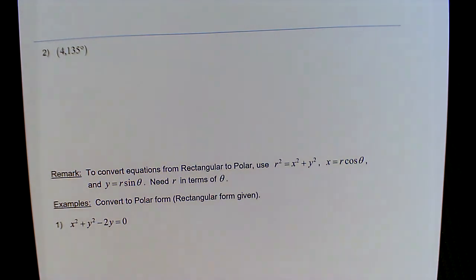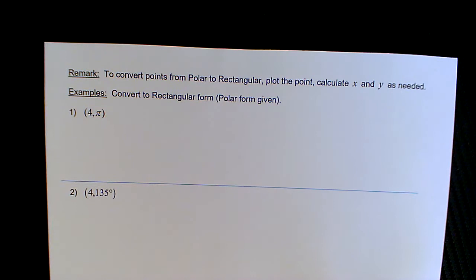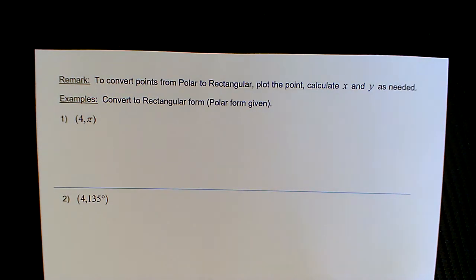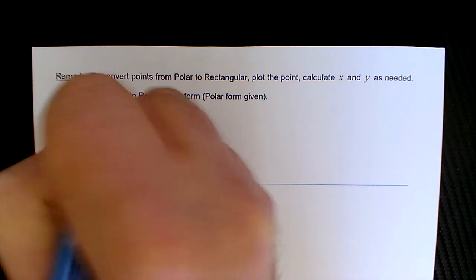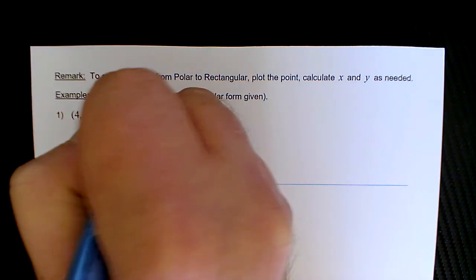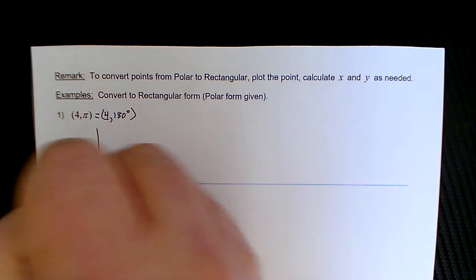And now, if you want to go in the opposite direction, that is, convert from polar to rectangular, we're still going to suggest you plot the points, but the equations actually work really well when you have to go in this direction, as we'll see. So 4 and pi, which you might want to change to 4 and 180, right? Okay, so now we have to imagine we're in the polar coordinate system.